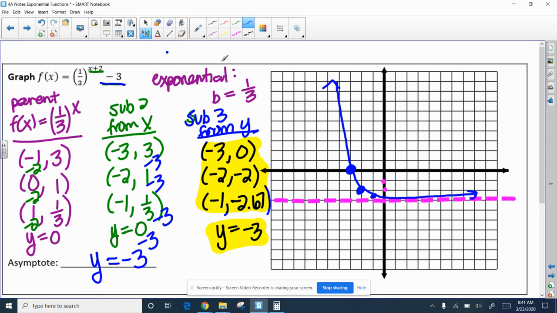All right, that's where we'll stop for today. And then we've got a little bit more of this section to finish up tomorrow.